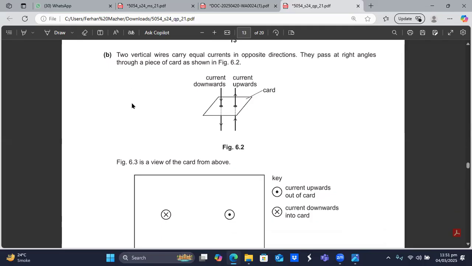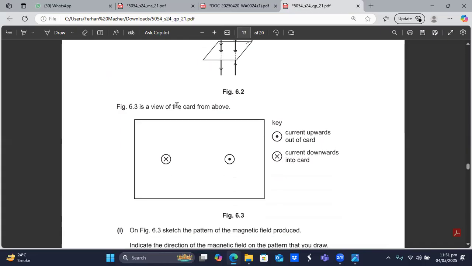So here we have a top view of that paper. Figure 6.3 is a view of the card from above, and the dot here means that this wire has a current coming out of this page, this card, and this cross means that the current is going downward into the card. Okay, on figure 6.3, sketch the pattern of the magnetic field produced.